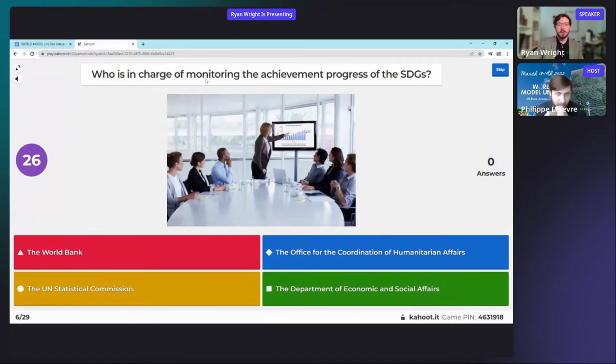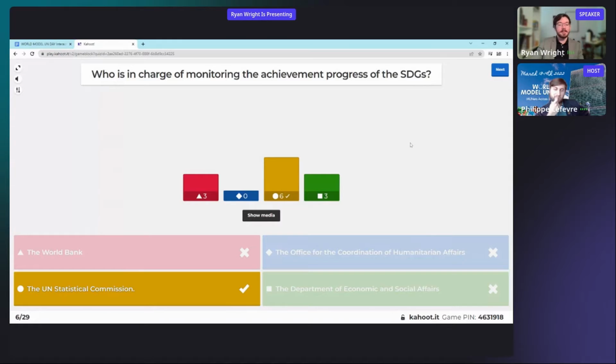Who is in charge of monitoring the achievement progress of the SDGs? This one also can be a little tricky. Is it the World Bank, the Office for the Coordination of Humanitarian Affairs, the UN Statistical Commission, or the Department of Economic and Social Affairs? And it is the UN Statistical Commission. And there was a little hint for you in the picture that we showed, pointing out the bar graph, the stats, to try and point you in the right direction.